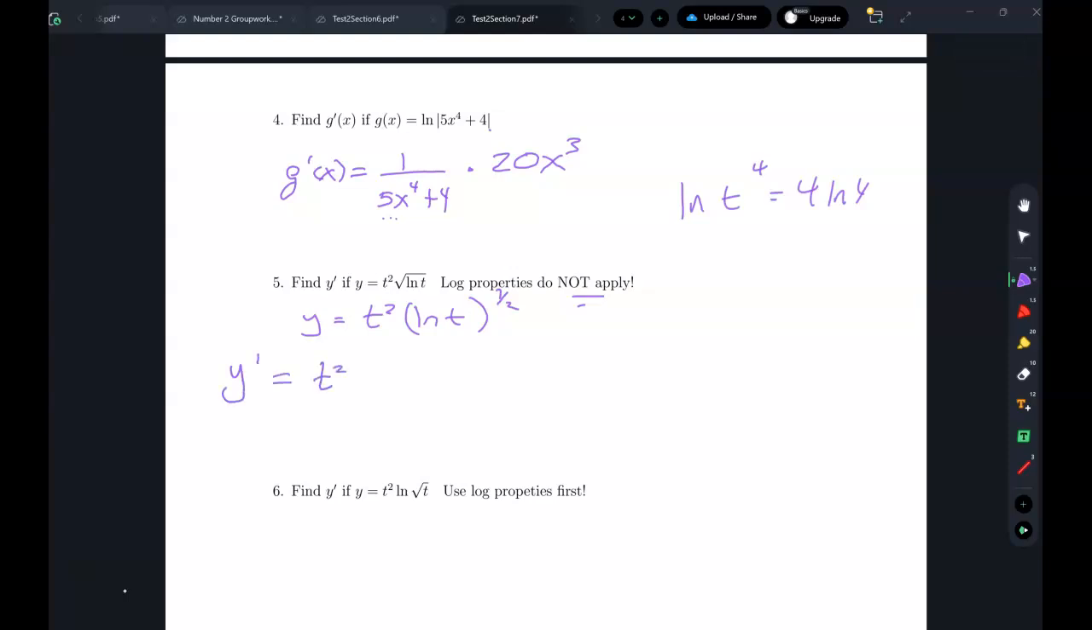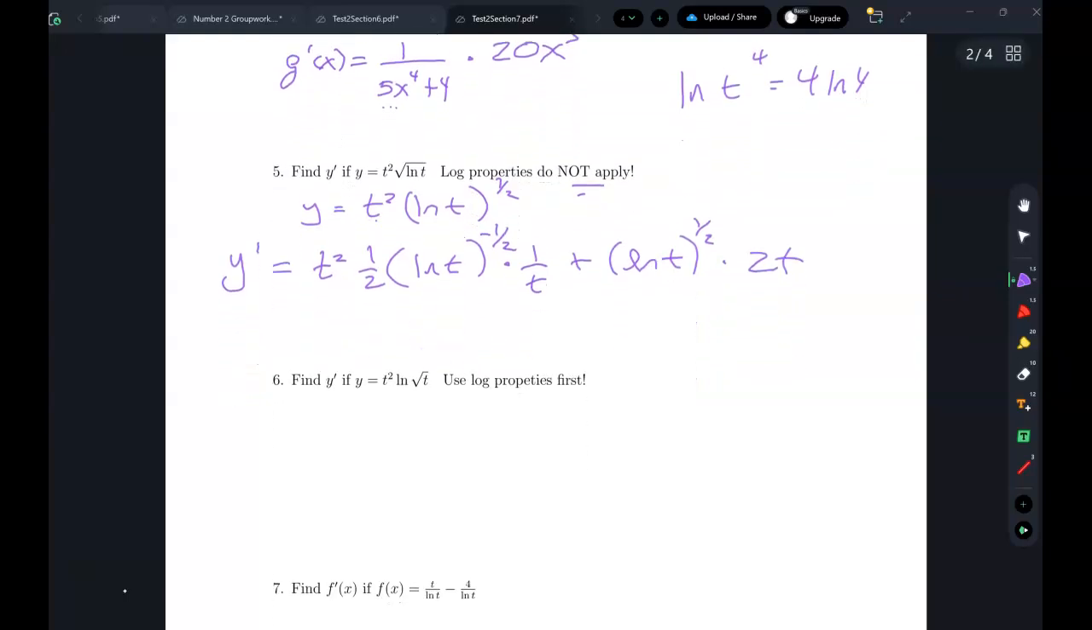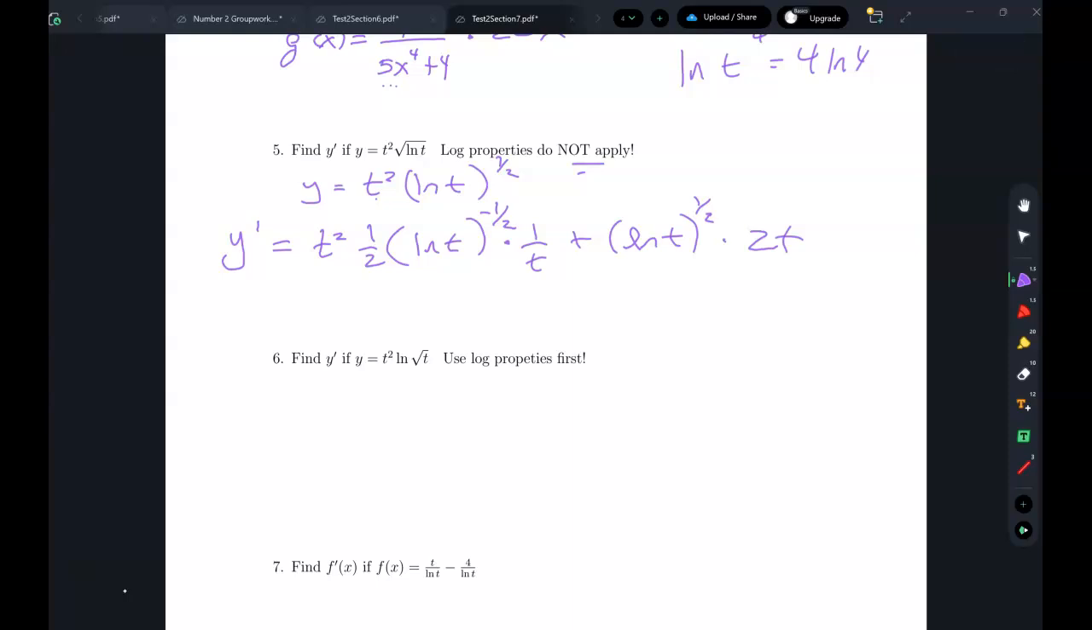So first, bring the 1/2 down, subtract 1 from the exponent, and then multiply by the derivative of the inside, which is the derivative of ln of t, 1 over t, plus ln of t to the 1/2 power times the derivative of t squared, 2t, and that's a fine answer. Okay, this one here, the log properties do apply, so let's use them.